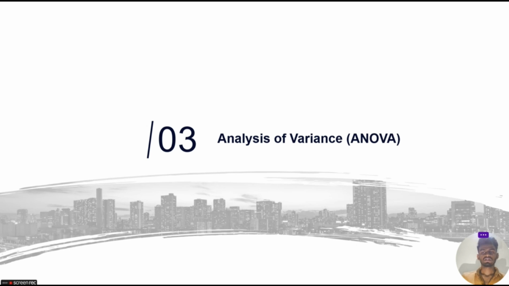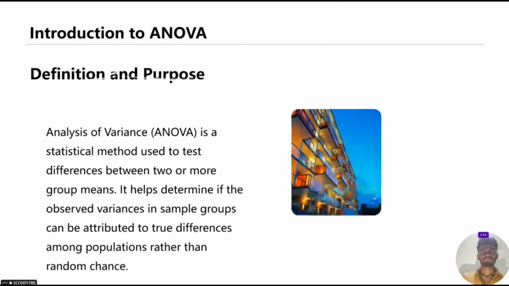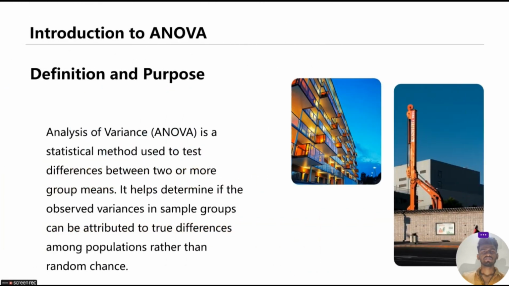Analysis of variance. Analysis of variance is also known as ANOVA. Introduction to ANOVA: definition and purpose. ANOVA is a statistical method used to test differences between two or more group means. It helps determine if the observed variance in sample groups can be attributed to true differences among populations rather than random chance.